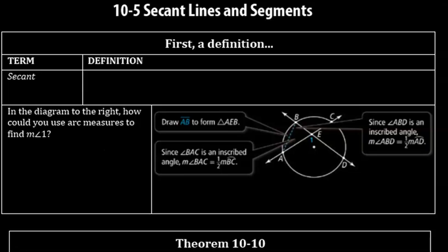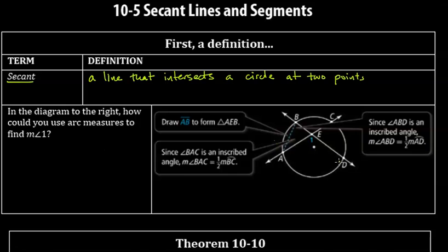So we're going to learn about a new type of geometric object in this section, and it's called a secant. Now let's quickly define what a secant is. A secant is any line that intersects a circle at 2 points. So a tangent, remember, intersects a circle at exactly 1 point. So a secant is a line that intersects a circle at 2 points.